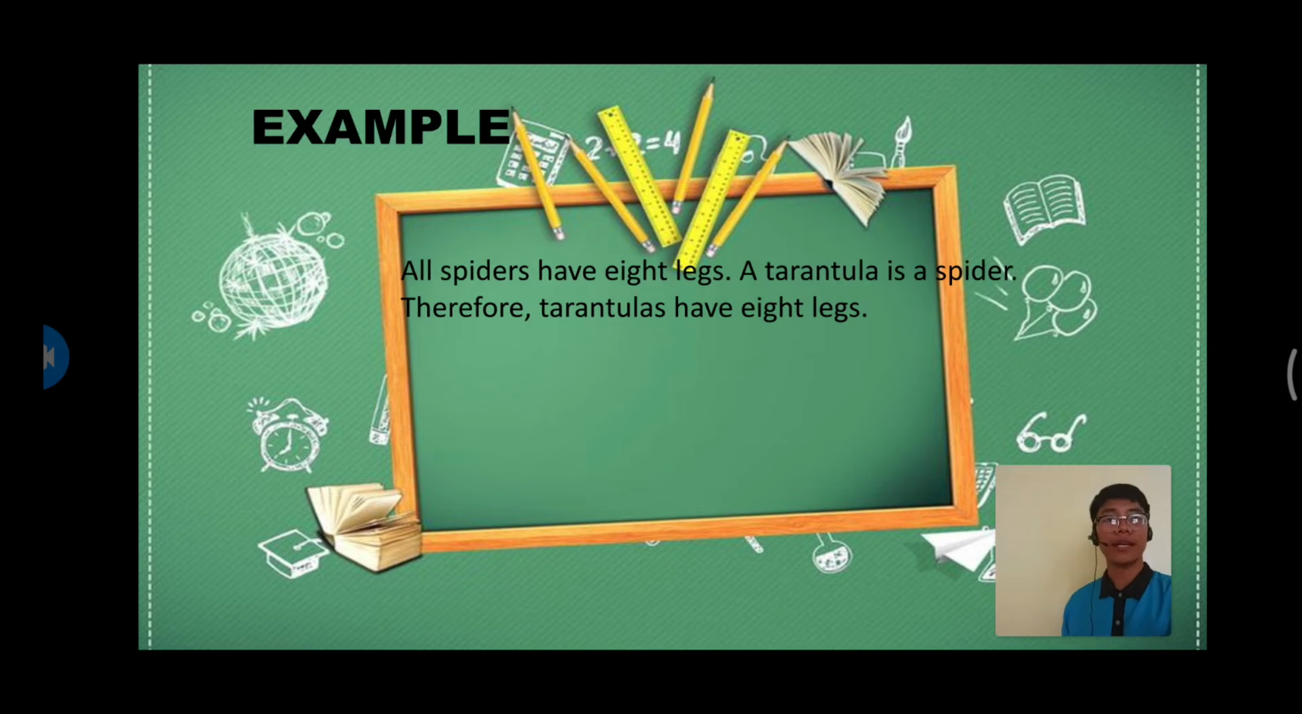So here I have one example. Let's read together. All spiders have 8 legs. A tarantula is a spider. Therefore, tarantulas have 8 legs. Here in this example, we give first the general concept: all spiders have 8 legs. And then we give an example: a tarantula. Then the students would think and conclude that since a tarantula is also a kind of spider, tarantulas also have 8 legs. So this is how the students would learn in a deductive environment.